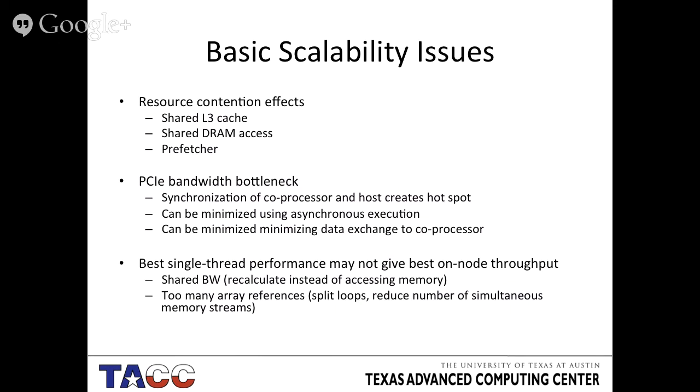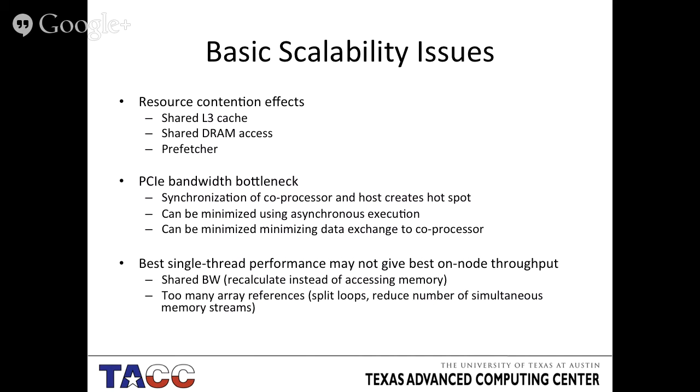So basic scalability issues when talking about a single node. Resource contention effects, because we have a shared L3 cache and everybody's trying to read and write to that shared L3 cache. That L3 cache is probably 8-way associative, and you might have up to 16 or 20 cores writing to it, so you can run into problems. Shared DRAM access, so all these cores are sharing these 78 gigabytes per second access to memory, so the bandwidth per core is actually not that great. It actually hasn't changed in many, many years. If anything, it's gone down.